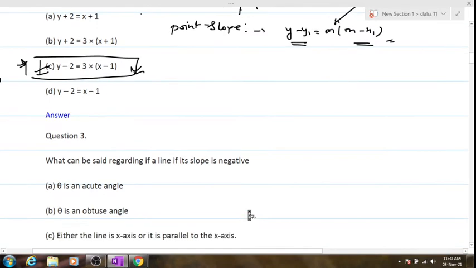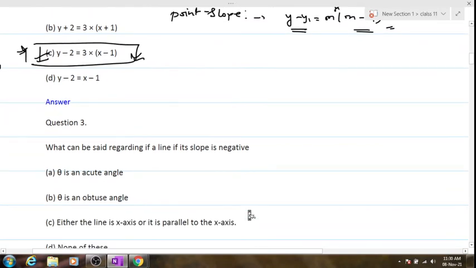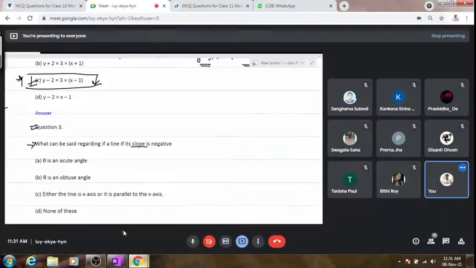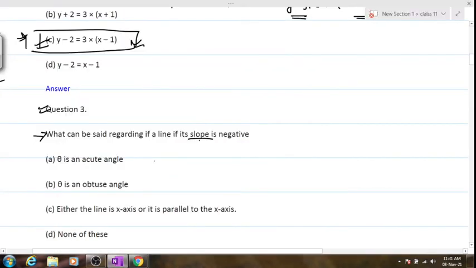Question number 3. Now this is an interesting one, an easy one. You don't have to pick your pen up for this. Question number 3, just write the question first. What can be said regarding a line if its slope is negative? Extremely easy question, if of course your concepts are clear.